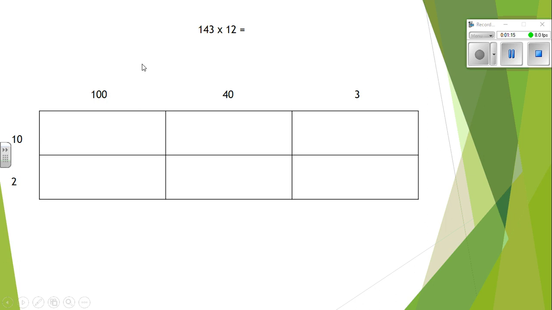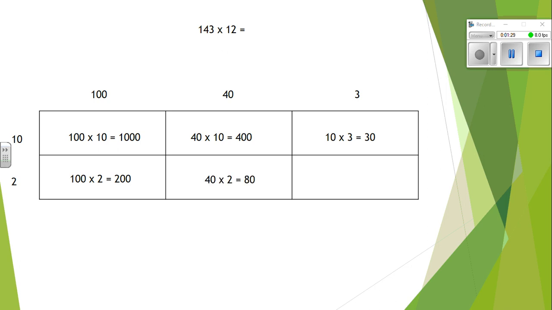So 100 times by 10 is 1,000. And then we've got 40 times by 10, 400. 3 times by 10, 30. 100 times by 2, 200. 2 times 40, well, we know 2 times 4 is 8, 80. And then 2 times by 3 we know is 6. And then, of course, just like normal, we need to add them all together.